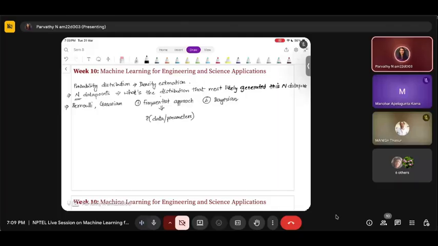Now there is another way, which is the Bayesian, where we already specify a prior distribution, and then we update to the posterior using Bayes' theorem.